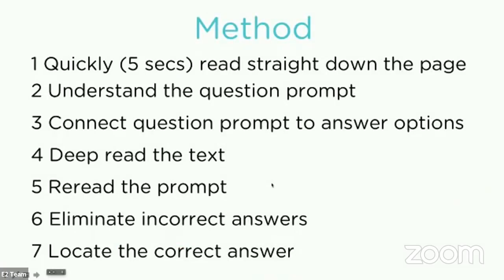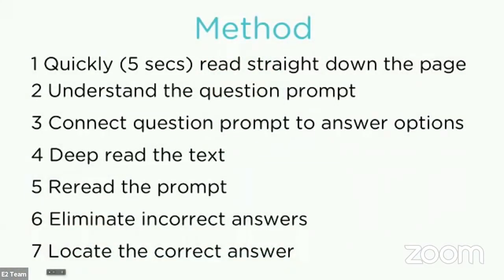The method is to quickly, just for 5 seconds, read straight down the page. What you need to do is you look at that text just for 5 seconds. You don't need to read it, but you need to get your brain to begin thinking about those words that are in it. What's it about? So you look at it, just scan, read it for 5 seconds. It sort of turns on all the vocabulary in your brain.